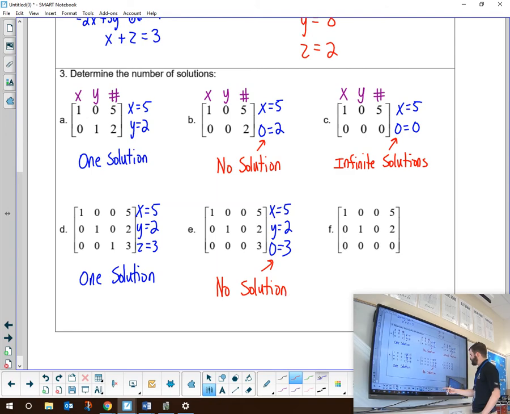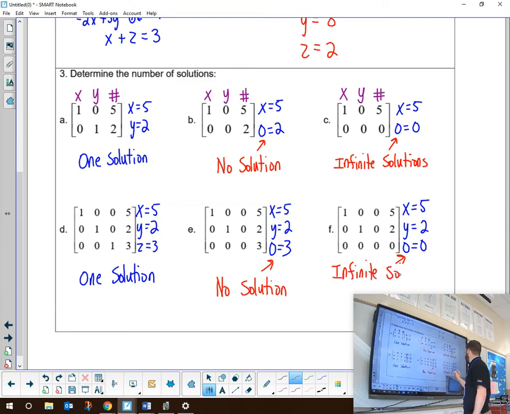Okay? Something very similar is true over here. Look, we have x equals 5. We have y equals 2. But then we have 0 equals 0. Well, 0 does equal 0, right? So this is infinite solutions.